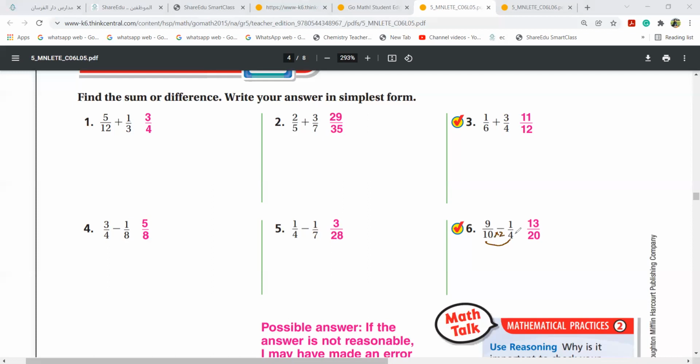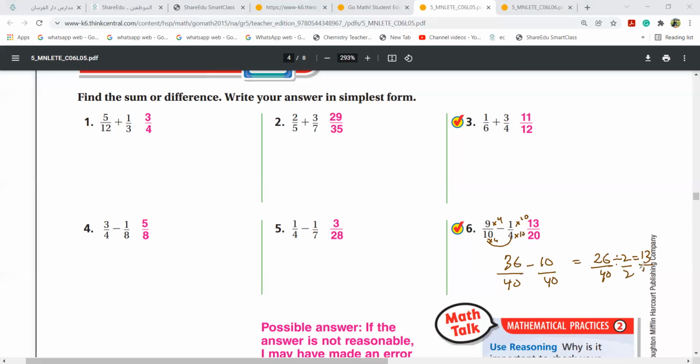Okay, 10 times 2, 4 times 2. Wait, Miss, I forgot. You multiply. Oh, okay. Like, see, 10 times 4, 9 times 4, 4 times 10, and 1 times 10. So it's 36 over 40, and minus 10 over 40. So it is 26 over 40. Divide by 2, you get 13 over 20.